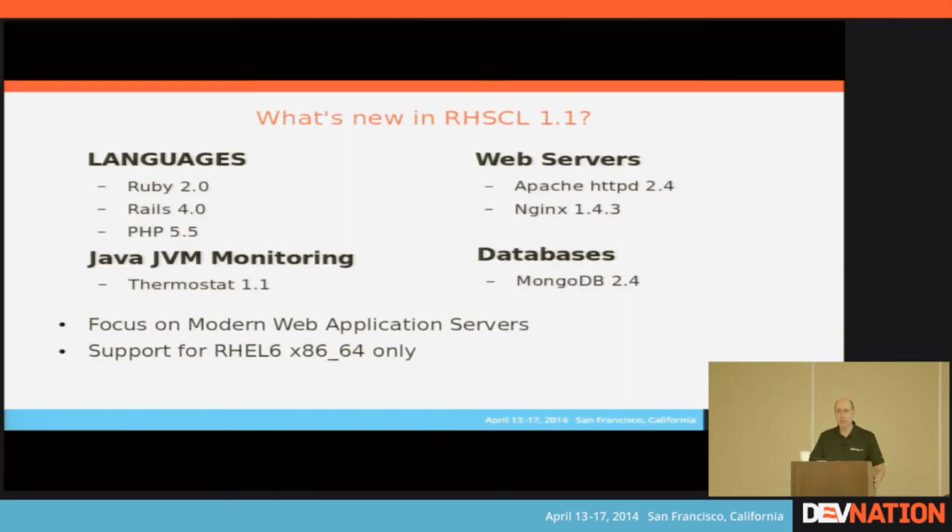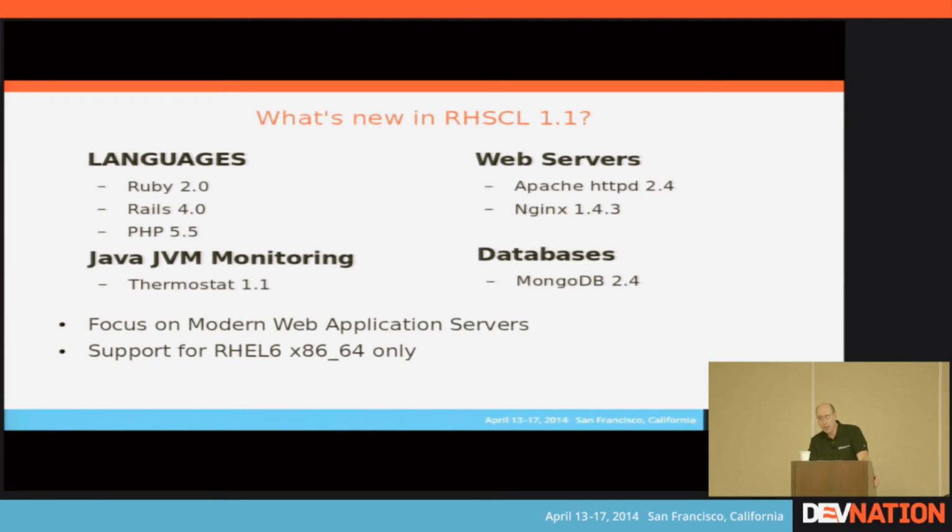Going forward, Red Hat Software Collections 1.1. This is actually in beta right now. It's in beta for RHEL 6 and for the RHEL 7 beta. RHEL 7's in beta as well. So you can use any of these languages in Red Hat Software Collections on the RHEL 7 beta. New version of Ruby 2.0, Rails 4.0, and we broke them out into separate collections here. New version of PHP, so now we've got two newer versions of PHP than what we have in RHEL 6.